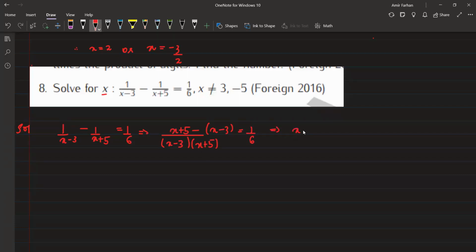So opening the bracket, you will get x plus 5 minus of x plus of 3 divided by x minus 3 into x plus 5 is equals to 1 by 6.